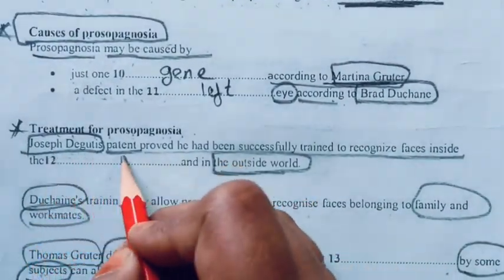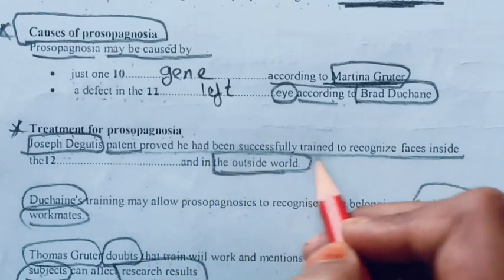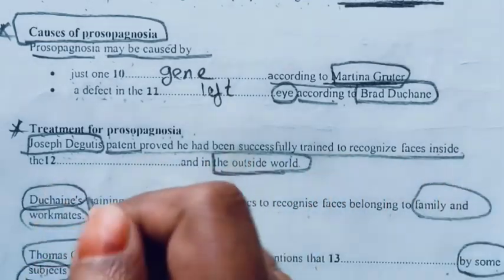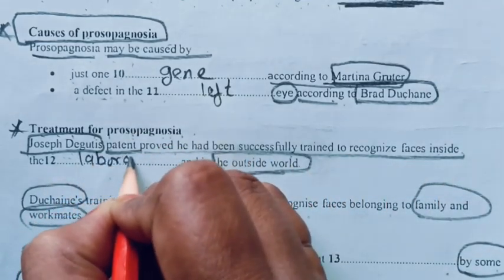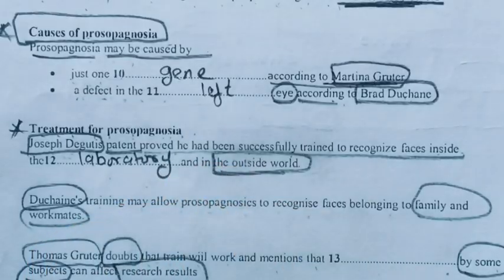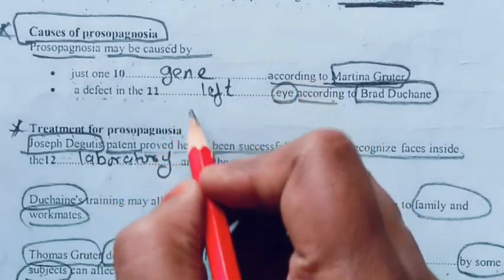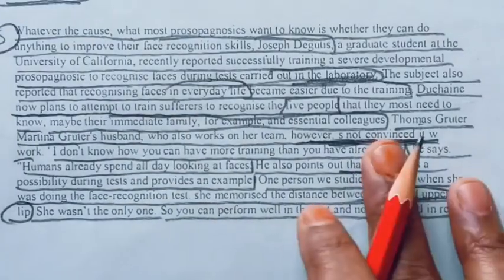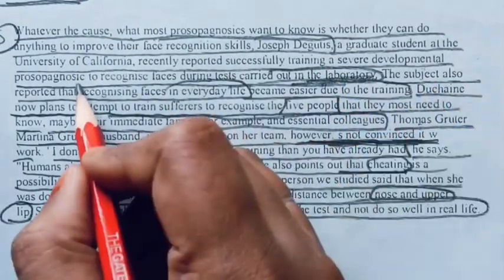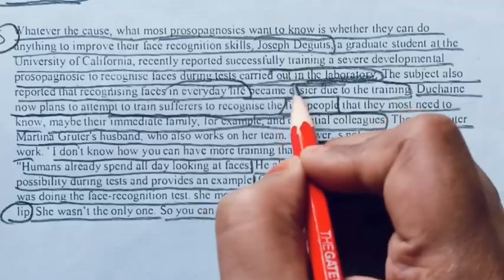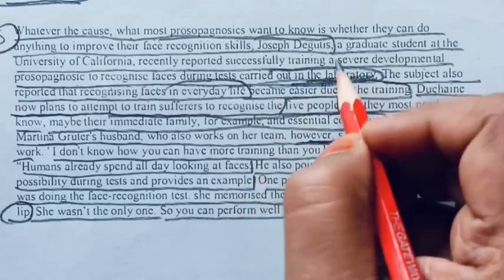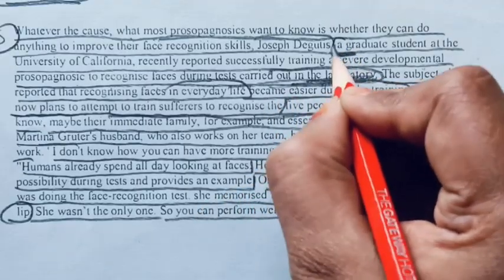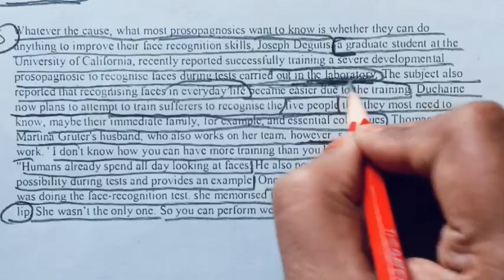Joseph DeGutis' patient proved he had been successfully trained to recognize faces inside the laboratory. So laboratory will be our answer. We are getting our answer from here: prosopagnosic to recognize faces during the tests carried out in laboratory. Our answer is laboratory.